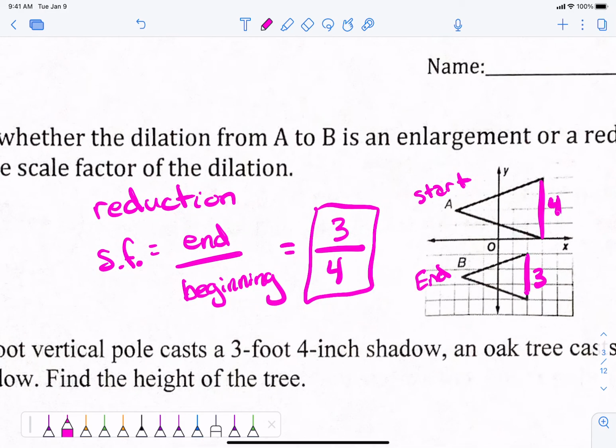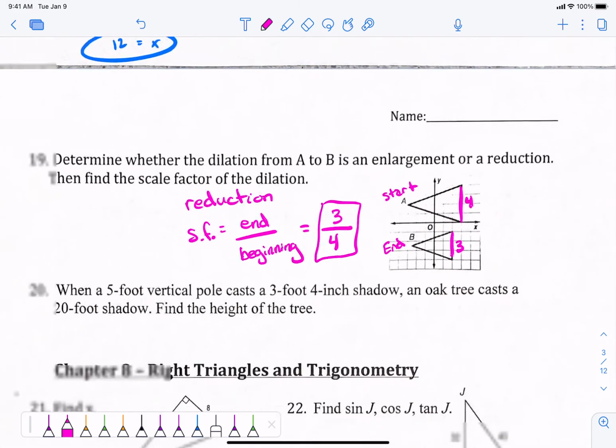Does that make sense? If you read it as 4/3, make sure you check to see if it's consistent with reduction. Reduction has to be 3/4. Good? All right, draw a picture.